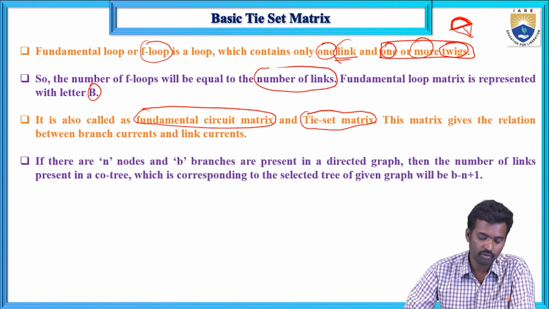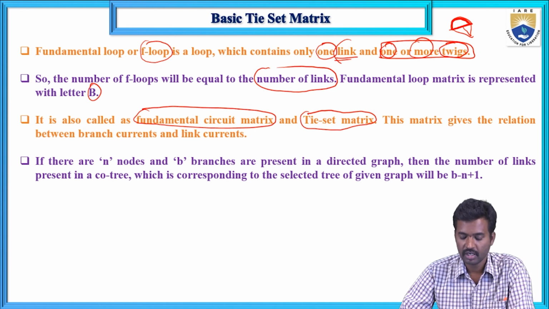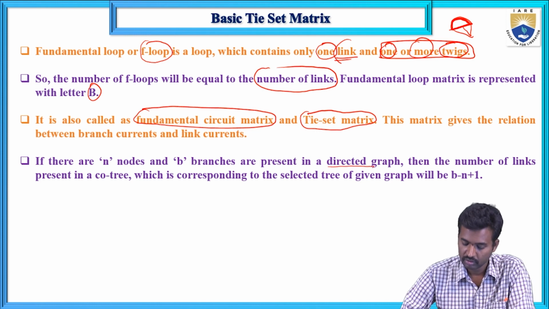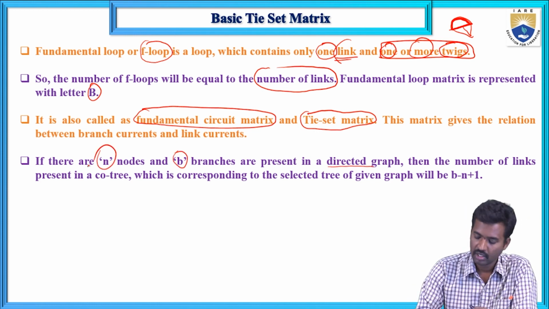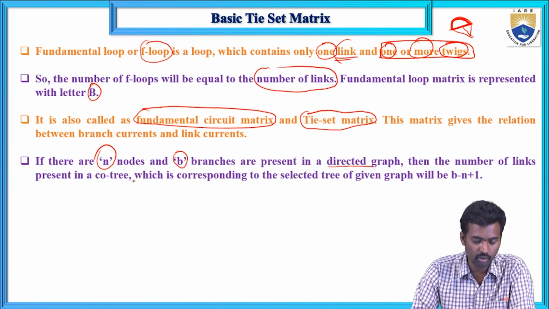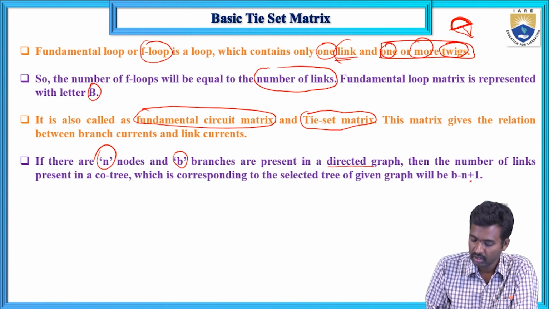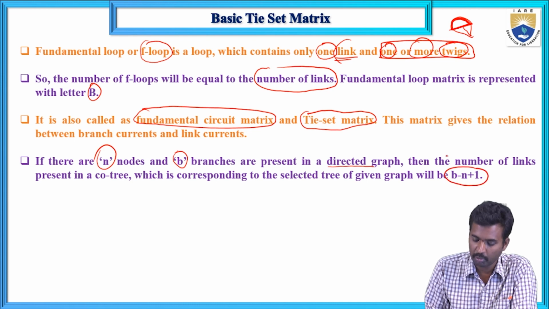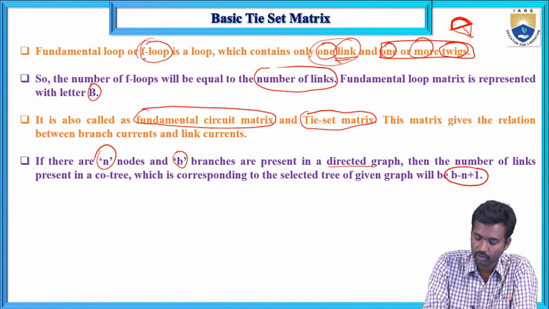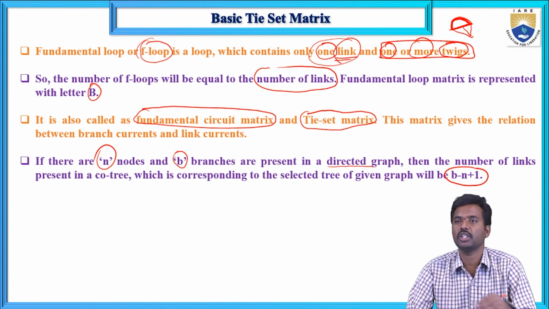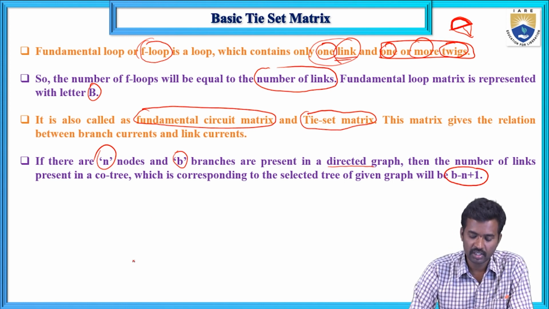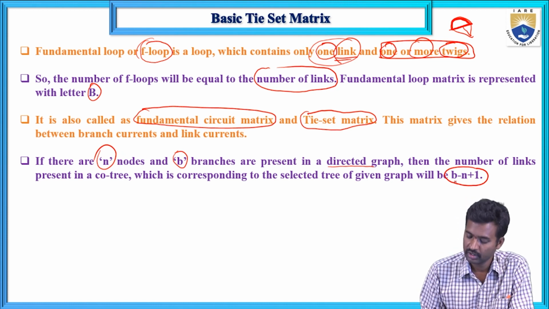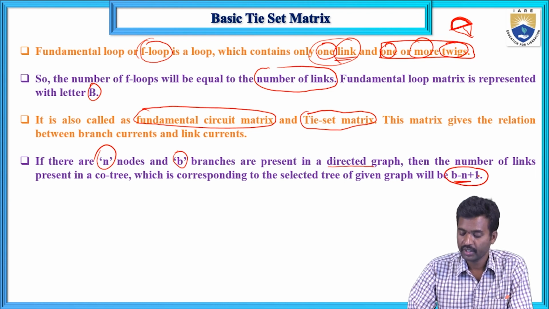If there are n nodes and b branches present in the directed graph, that means the oriented graph, then the number of links present in the co-tree, that is the number of loops, is given by the formula b minus n plus 1. Here b indicates the branches in the oriented graph, and n indicates the number of nodes in the oriented graph.